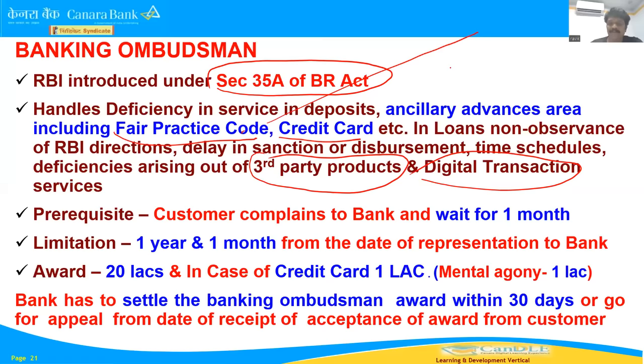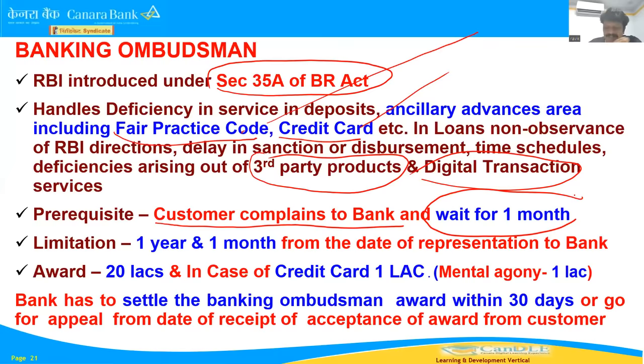Okay. Now come to prerequisites. Your customer is unsatisfied and wants to go to the ombudsman. What is the first prerequisite? The customer has to make a complaint to the bank and wait for 1 month. He cannot go directly to the banking ombudsman. First, he has to make a complaint to the internal ombudsman of the bank.